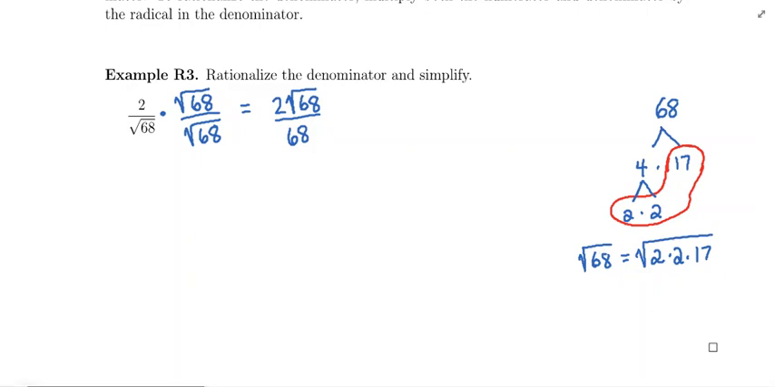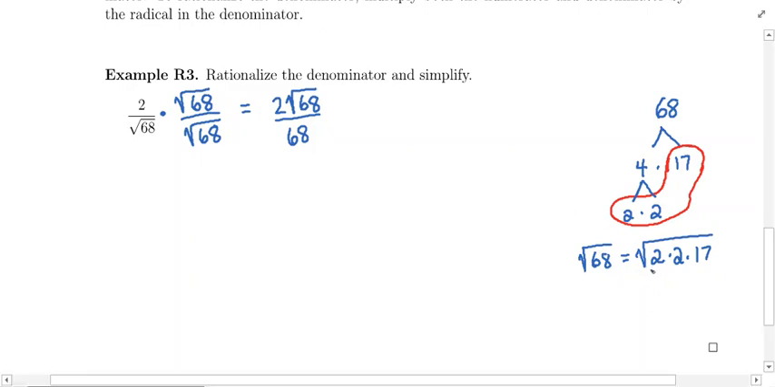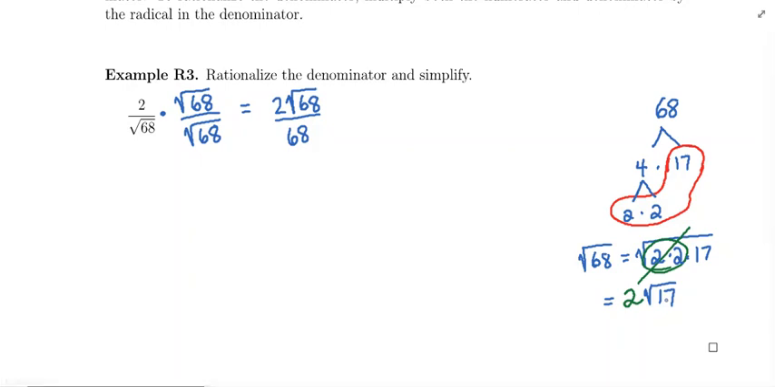Okay, so now we're going to look for pairs. We have a pair of 2's. So I'm going to circle the pair, scratch them out. One of the 2's will come outside of the square root. And the 17 is not paired up with anything, and so it just stays underneath. So the square root of 68 is the same thing as 2 times the square root of 17.